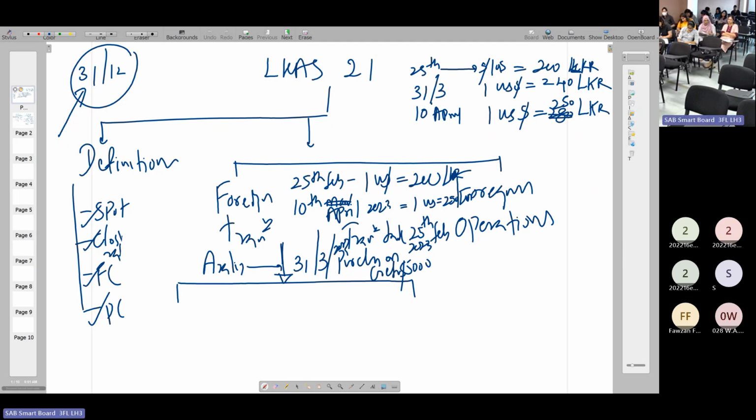I would take the same example. Transaction happened on 25th of February. Settlement on 28th of March. And that is possible. Reporting date 31st March. Before 31st March, the entity is settling.